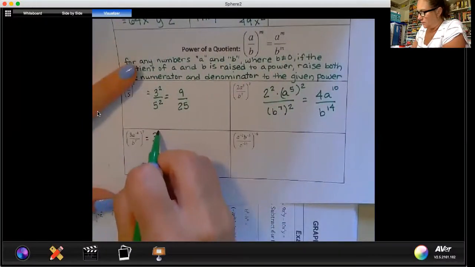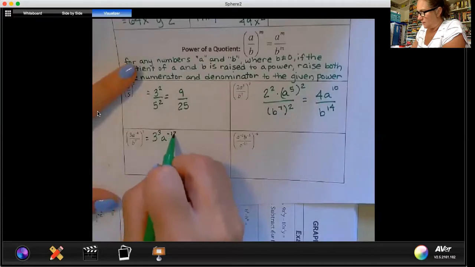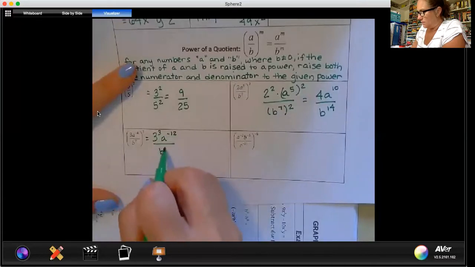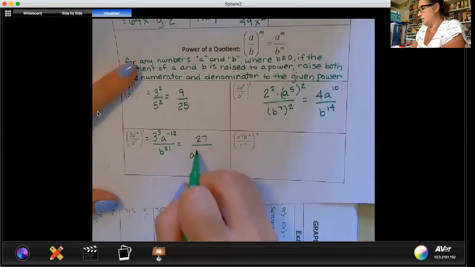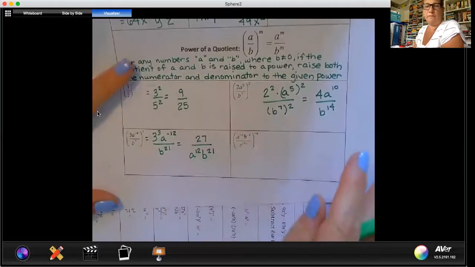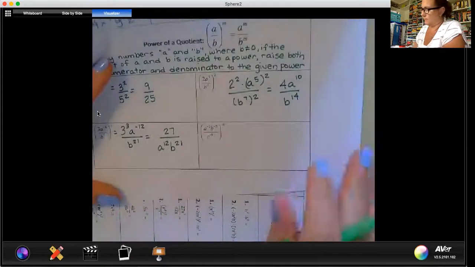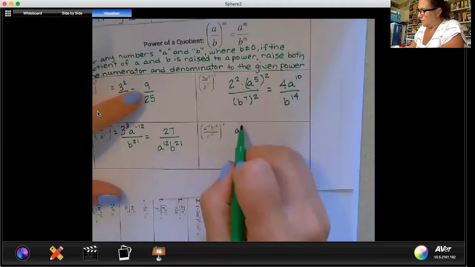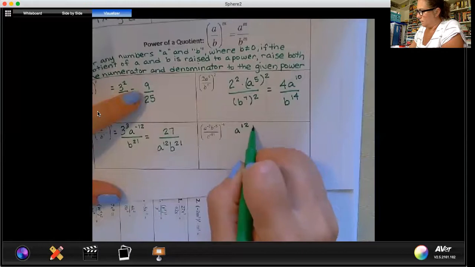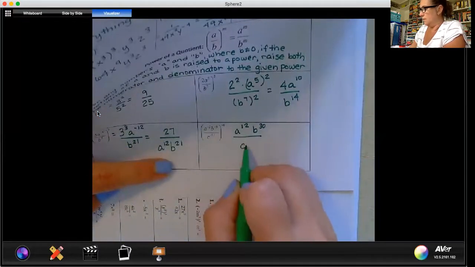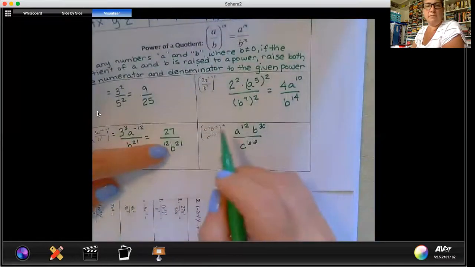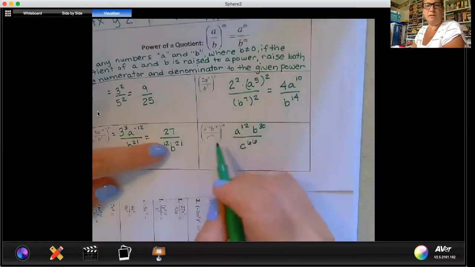3 to the 3rd, a to the negative 12th over b to the 21st is 27 over a to the 12th, b to the 21st. A to the 12th, b to the 30th over c to the 66th. In this case, you didn't have to move anything because when you multiplied your exponents, everything became positive.